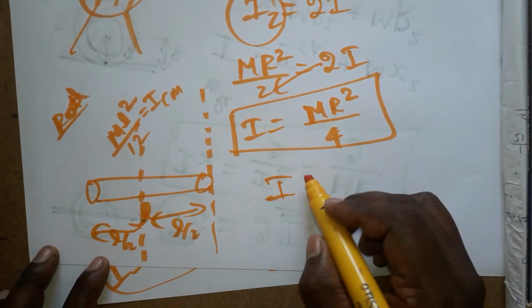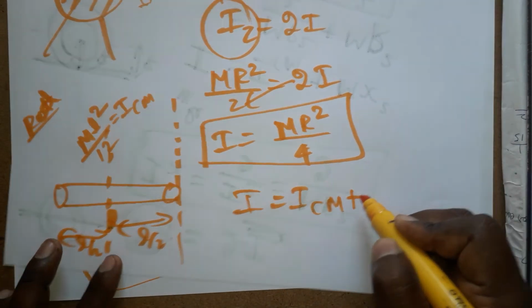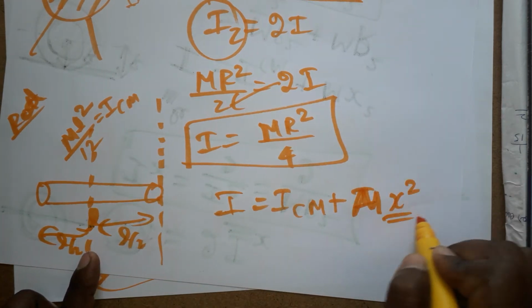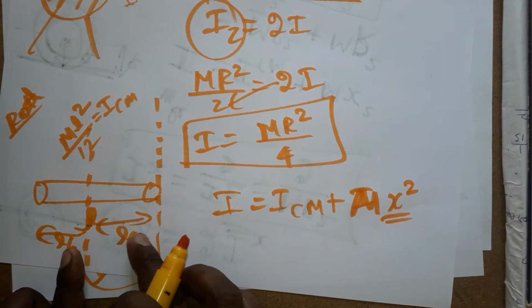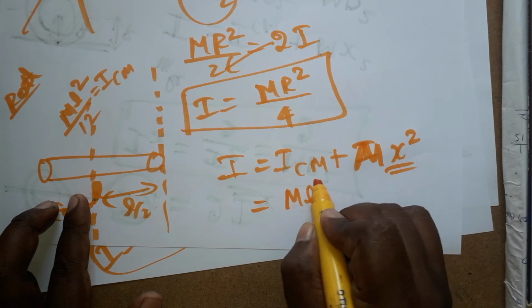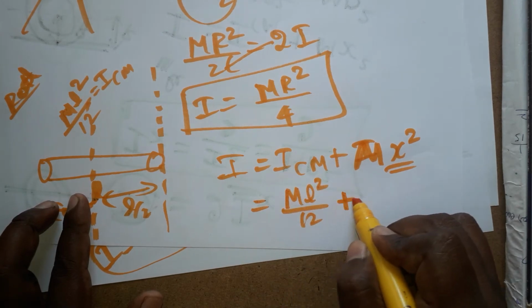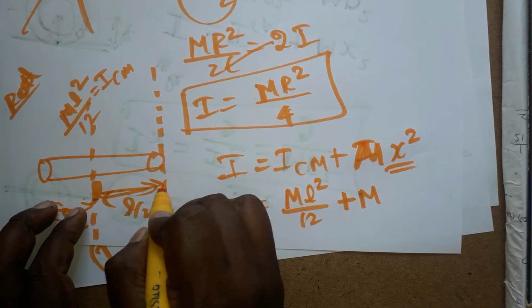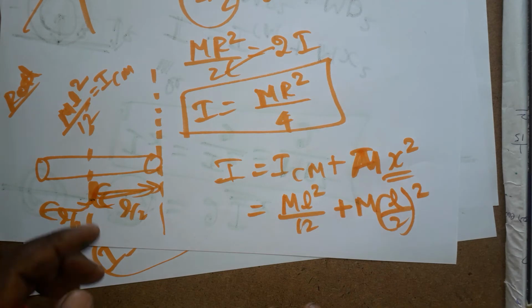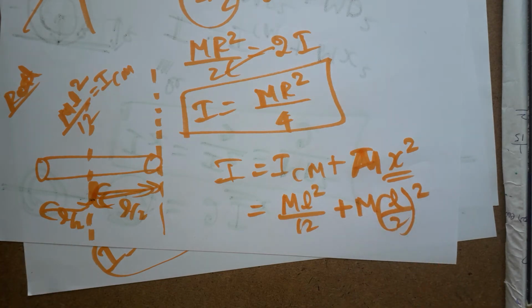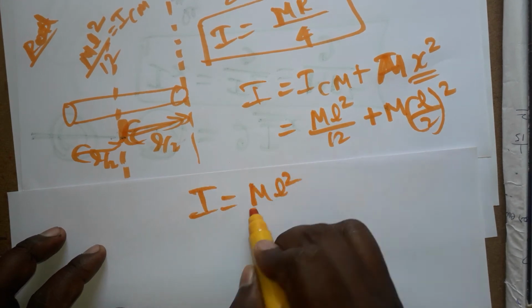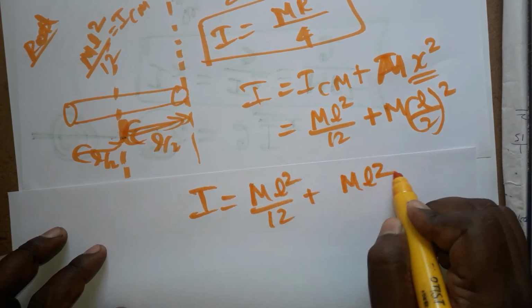I know the total inertia is equal to inertia at center of mass plus mx square. X is the distance between the two parallel lines, which is L by 2. So inertia at center will be ml square divided by 12, plus x, the distance between two lines, L by 2, so L by 2 whole square. This gives L square divided by 4. So total inertia is equal to ml square divided by 12 plus ml square divided by 4.